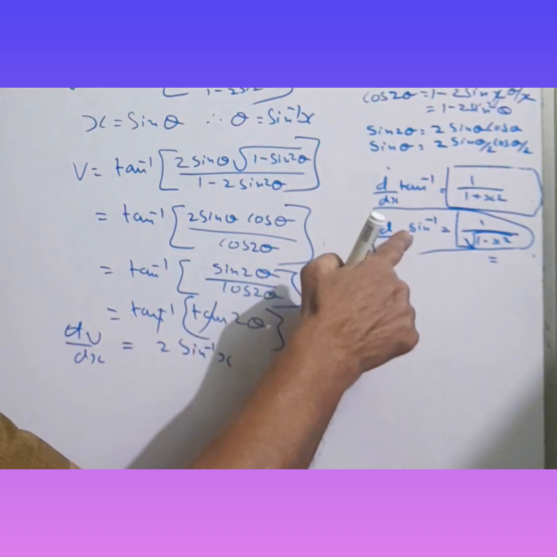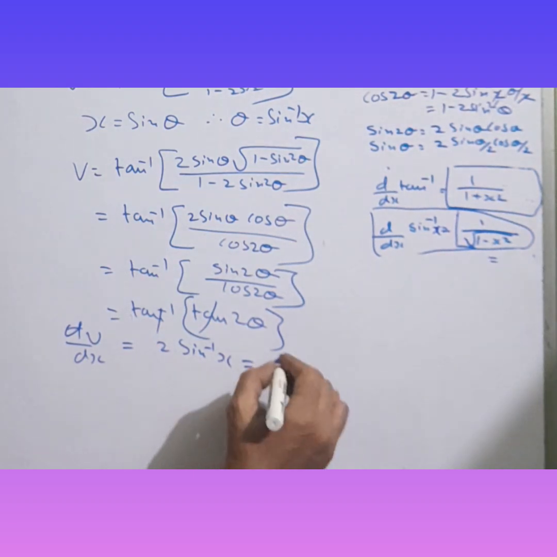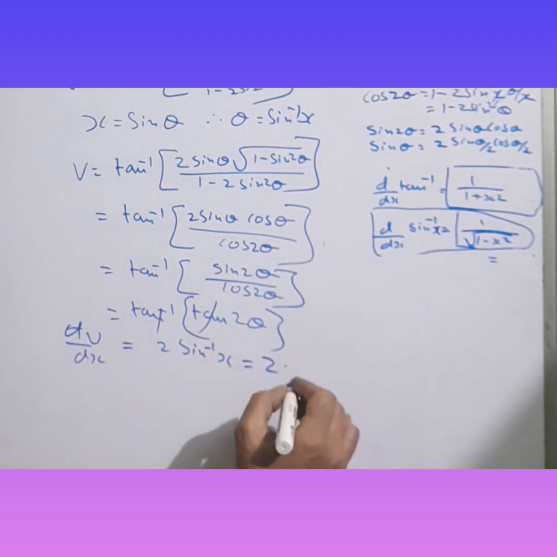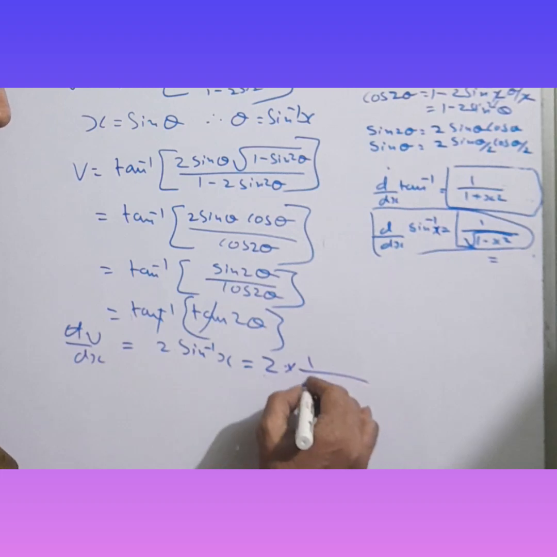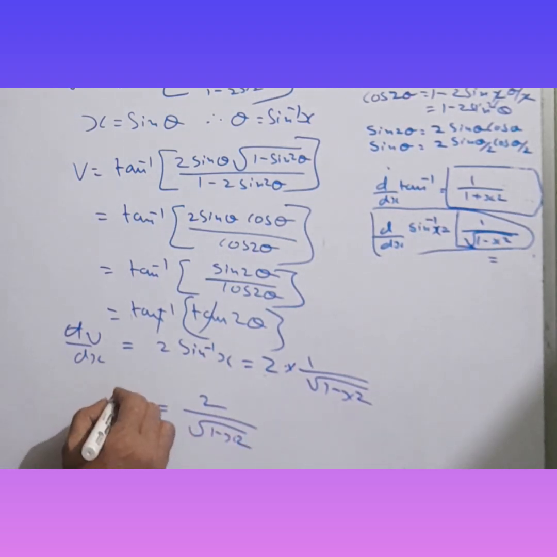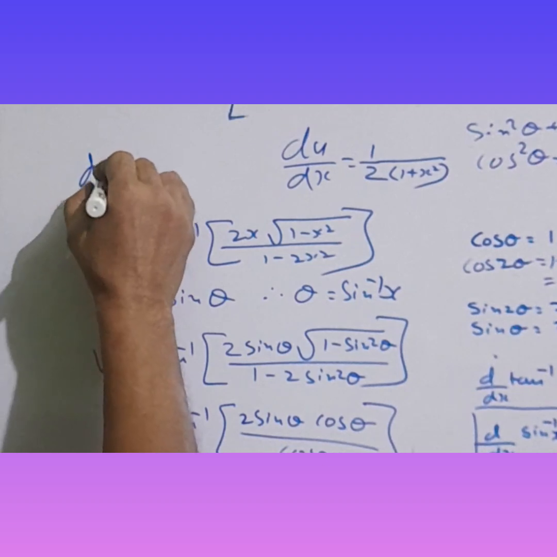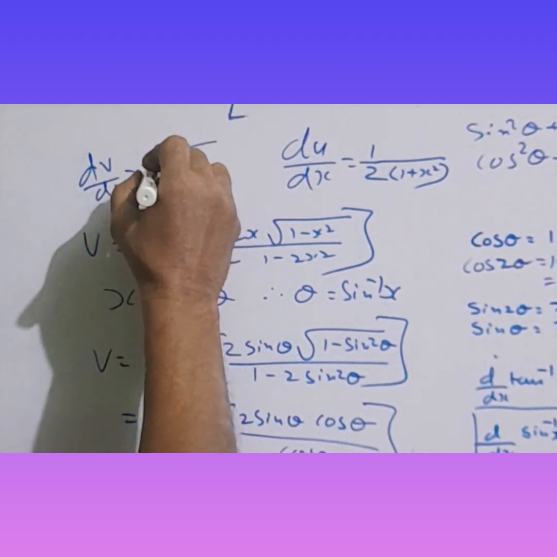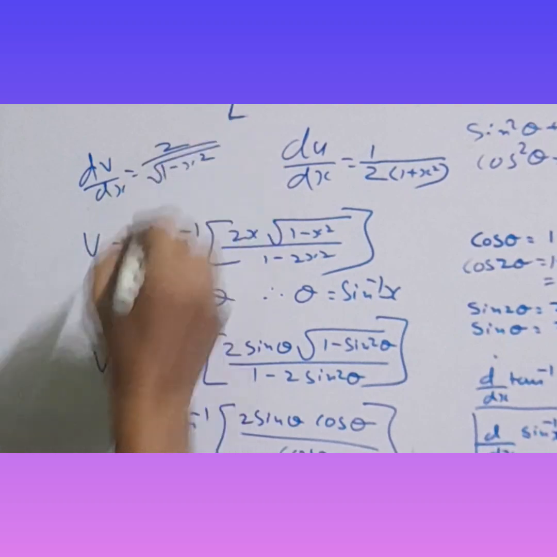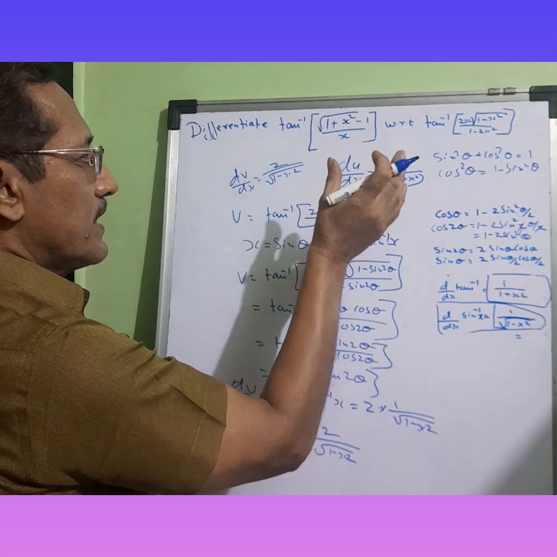Already mentioned here, this is the formula, right? So this would be, not to forget to write 2, 2 into 1 upon root of 1 minus x square, or rather it is 2 upon root of 1 minus x square. Alright, so this is what is dv by dx. So du by dx is this, and dv by dx is 2 upon root of 1 minus x square. So what do I have to do? Just divide this by this.